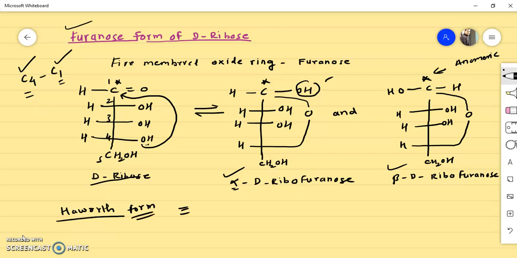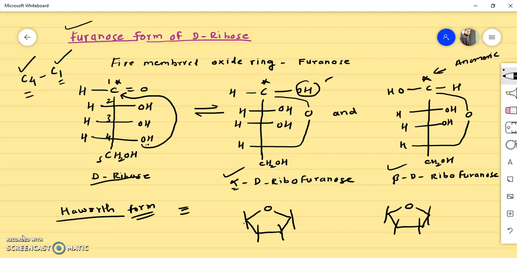For drawing the Haworth form, you have to first draw a 5-membered oxide ring structure in this way. Here also I will draw a 5-membered oxide ring structure in this way, and then I will draw the bonds to this ring structure in this way. Here also I will draw the bonds.